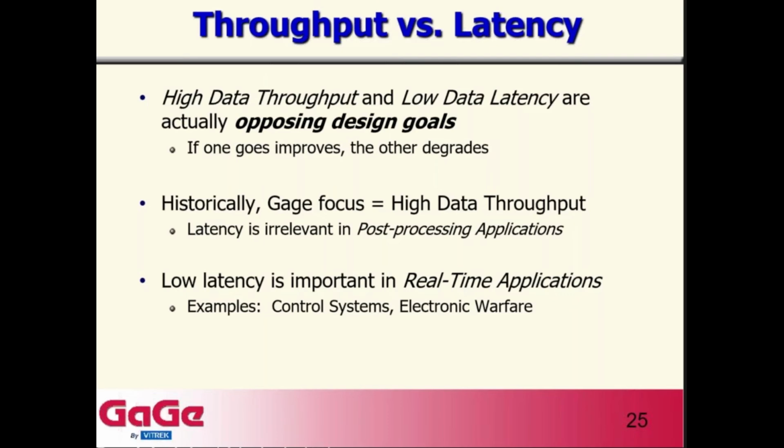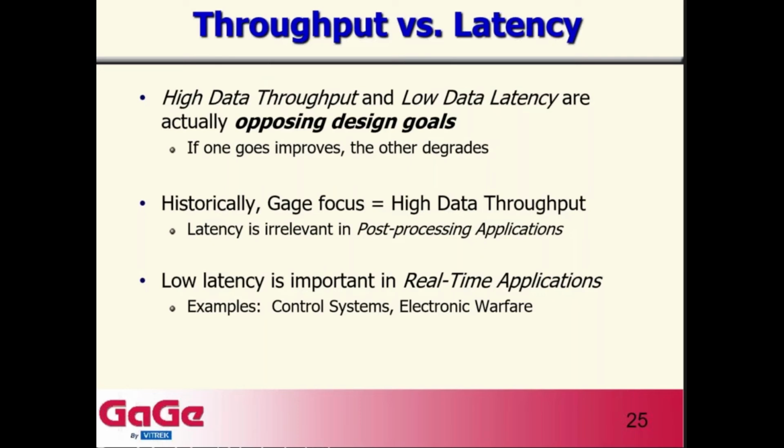Now, historically, Gauge, we've focused on high data throughput. Most of our applications historically have been post-processing applications. The customer acquires a certain amount of data, large or small. They might do a huge scan. They transfer all the data into the PC, and then they slice and dice it into making images, basically at their leisure, with no pressure. That's a non-real-time post-processing application.